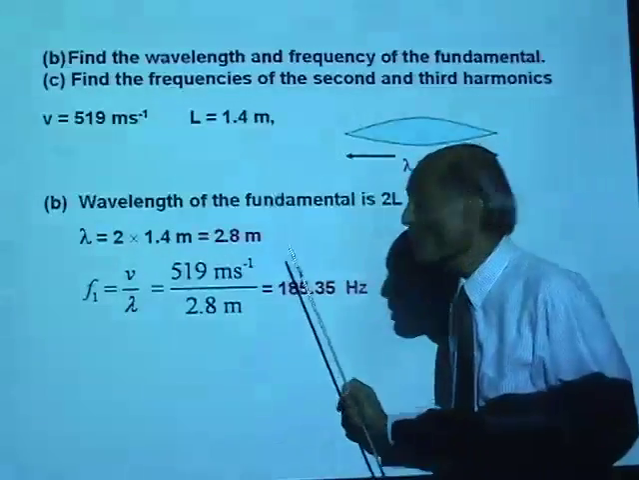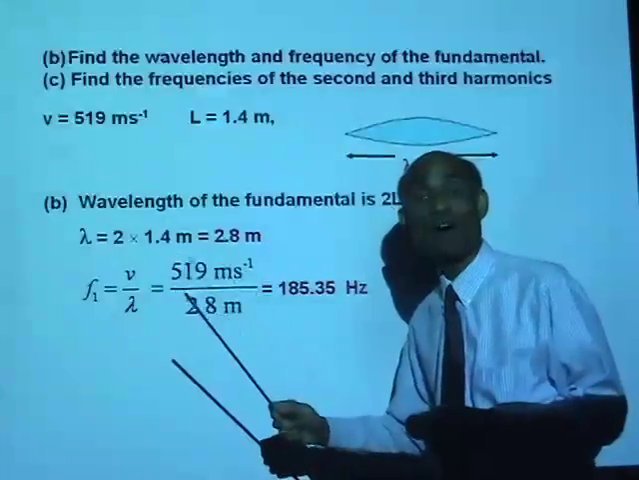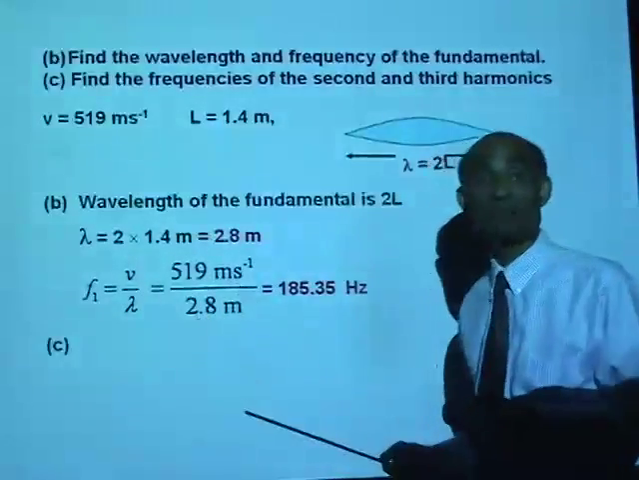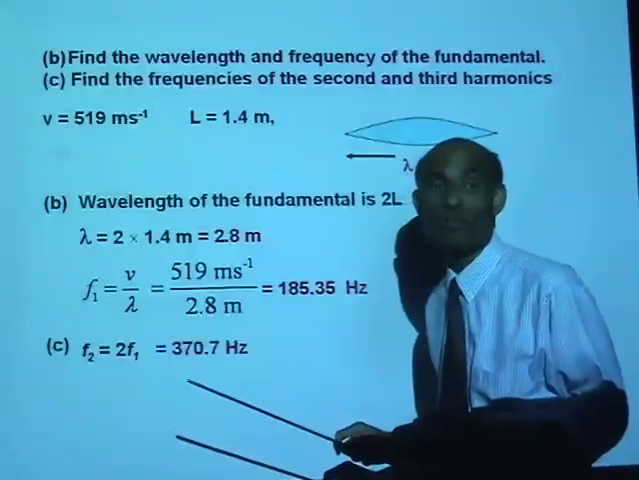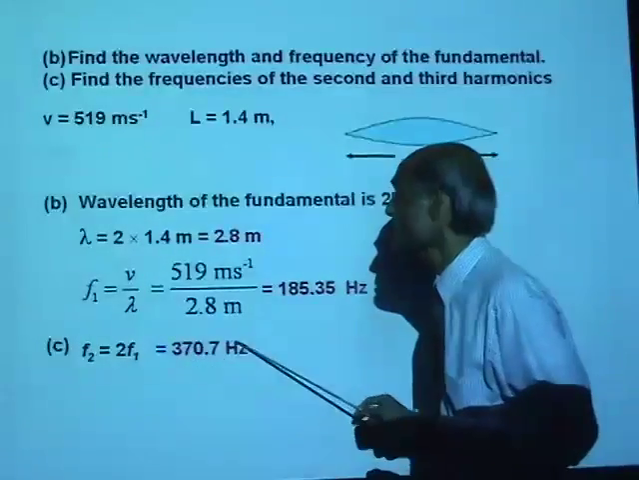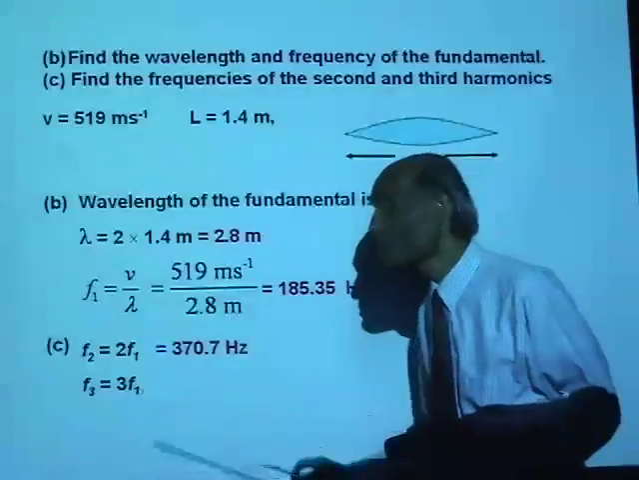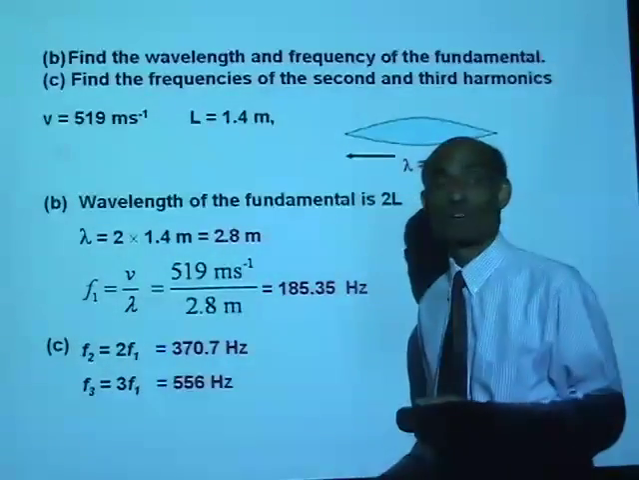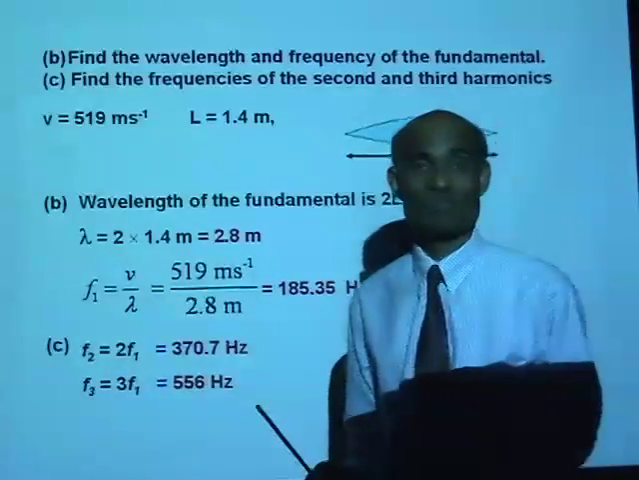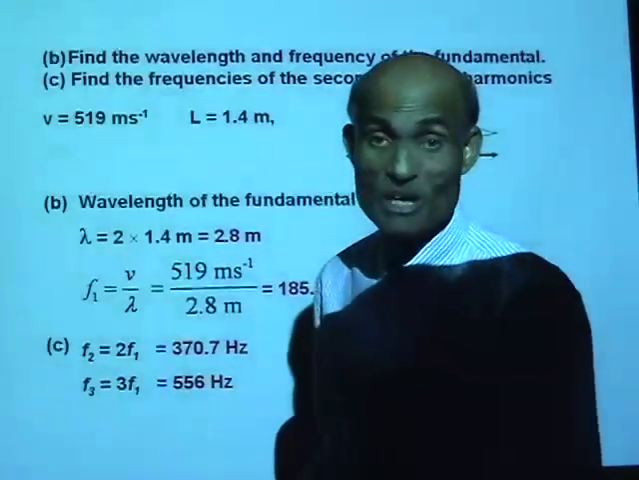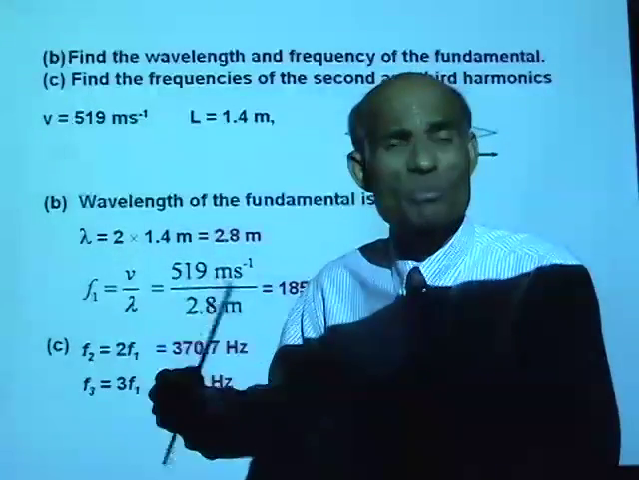Alright? Once you know the fundamental, do you know the second and third harmonic? The second harmonic is 2 times the fundamental. The third harmonic is 3 times the fundamental. So F2 equals 2 F1, which is 370.7 Hertz. F3 equals 3 F1, which is 556 Hertz. Alright, now these kind of problems are pretty good and you must be feeling pretty comfortable doing them.